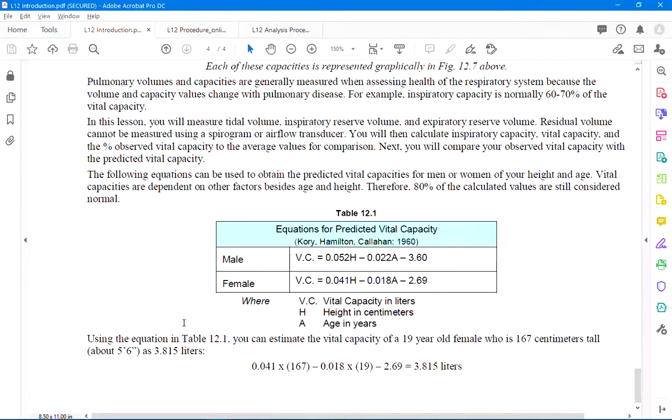We have a number of different methods that we could predict a person's vital capacity. If you'll recall, vital capacity is the maximal amount of air that we can move in and out of the lungs: the maximal amount of air that we can move after a maximal inhale and a maximal exhale. We have some prediction equations, so we could, in theory, predict a person's vital capacity. To do that, we would need to know the person's height in centimeters and age in years, and that would give us a prediction depending on whether we use the male or female equation.